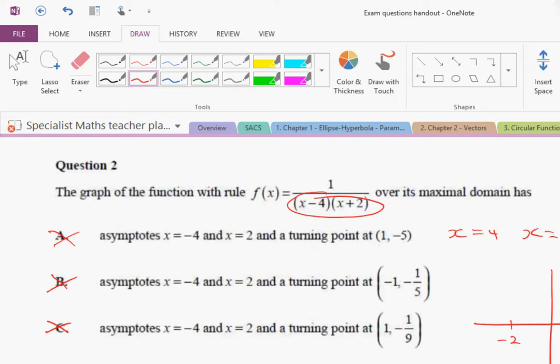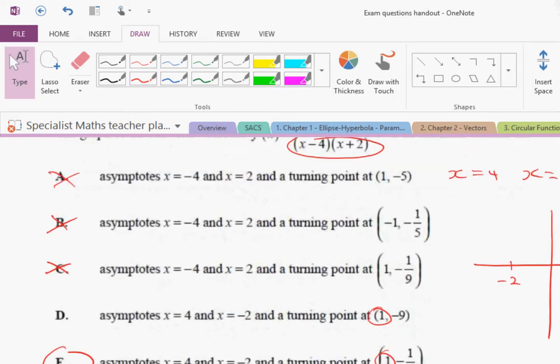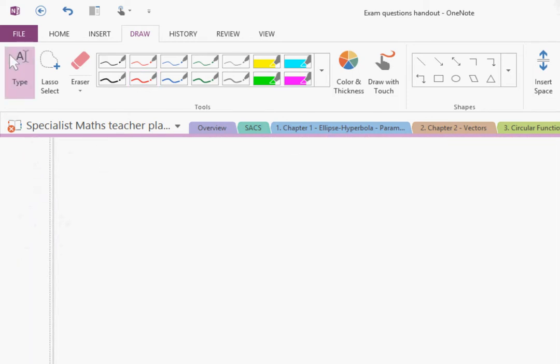Now, that's not going to really help us because we've got two options there. But at x equals 1, we've got -3 times 3, so f of x is equal to -1/9. So therefore the answer must be E. 30 seconds, that's pretty much all that is. All right, I'm going to find another question for you, and we'll pause it.